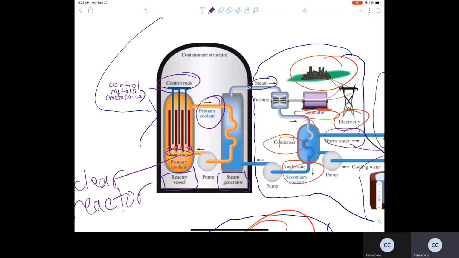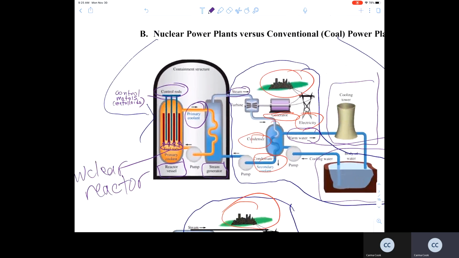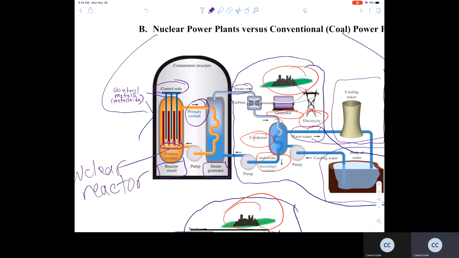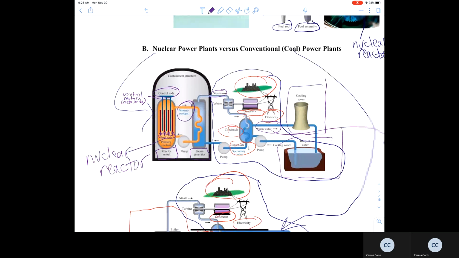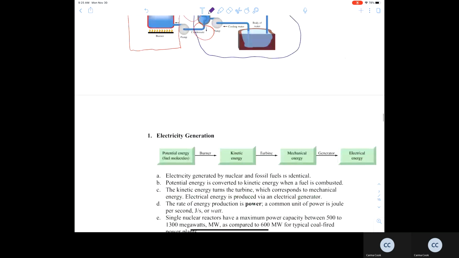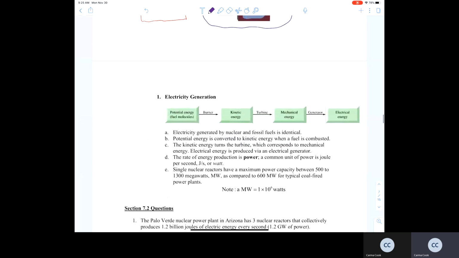So all that energy from the nuclear reaction goes into the steam generator to heat up the water to produce steam. And that is how you generate your electricity. It's from steam. So you're generating electricity from steam, whether you're using a coal burning power plant or nuclear, but it's how the steam gets produced that's different. So you can see the electricity generation is the same flow chart.